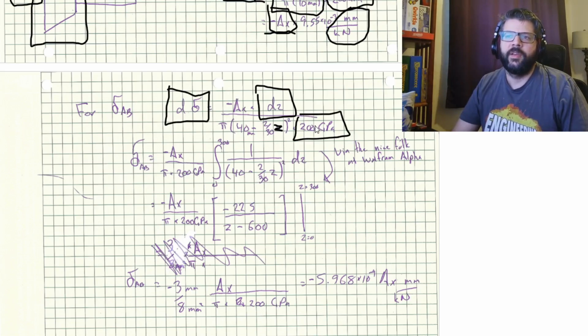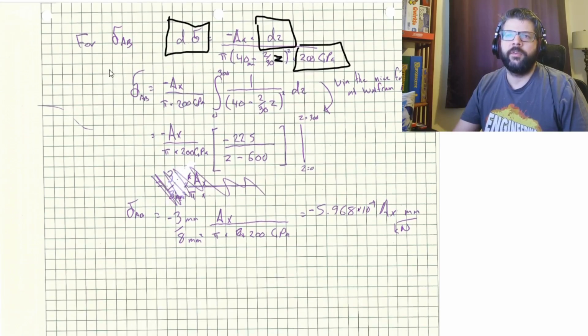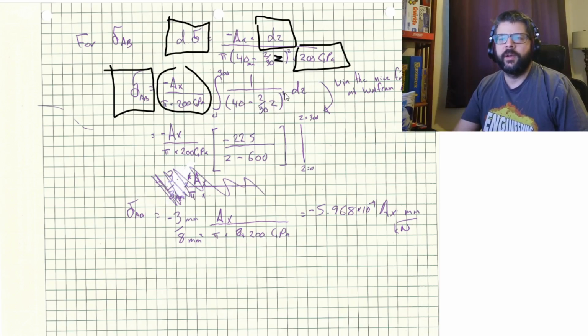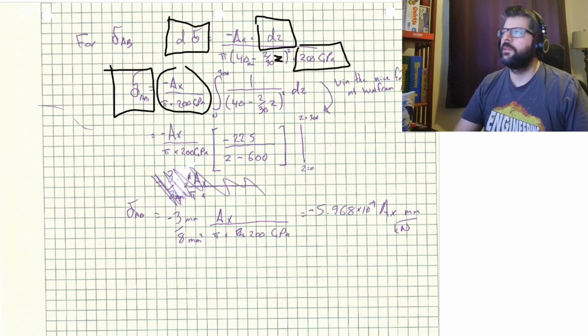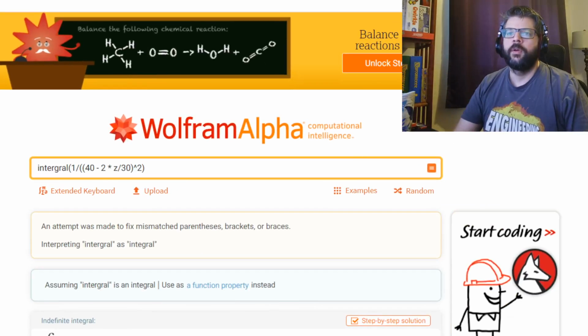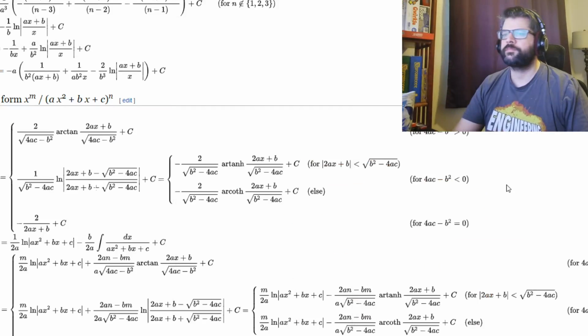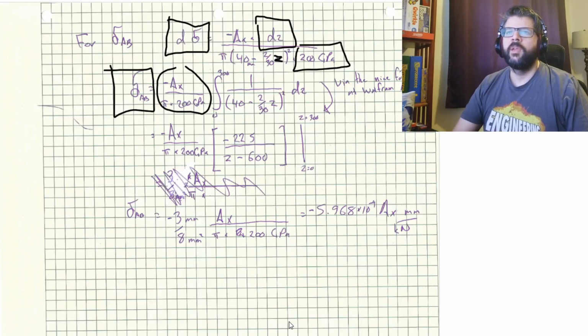So we can factor out AX, we can factor out the pi, we can factor out the GPa, so that gives us our total, and then integrate. So our total displacement is going to be that times the integral of 1 over our 40 minus 2 over 30 z squared dz. So again, the nice folk at Wolfram Alpha were able to tell me exactly what that was. So that'll be negative 225 over z minus 600. So that's what we got here, and then evaluated between 0 and 300.